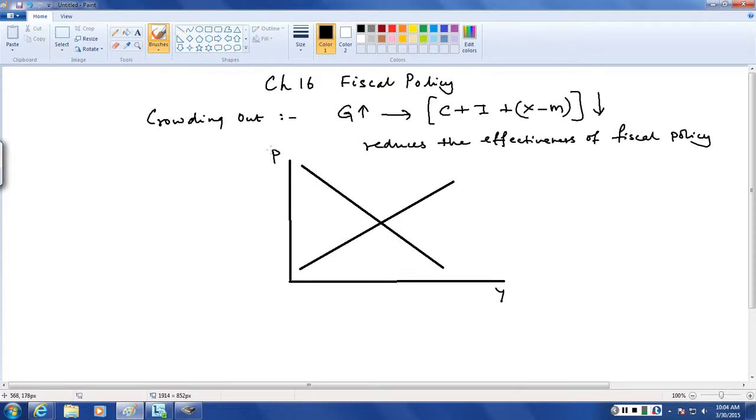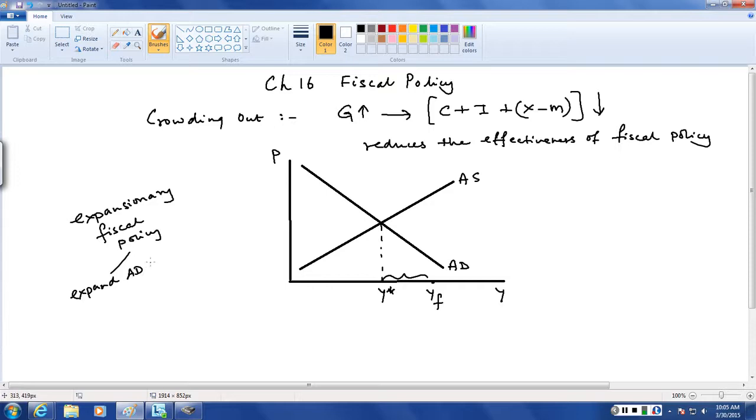Real GDP, the price level, aggregate demand, aggregate supply. Equilibrium GDP in this economy is Y star, whereas full employment real GDP or potential GDP is YF. We have a recessionary gap which must be narrowed by means of expansionary fiscal policy. What does expansionary fiscal policy mean? Policy designed to expand AD, hence equilibrium GDP. Hence, it's called expansionary fiscal policy.